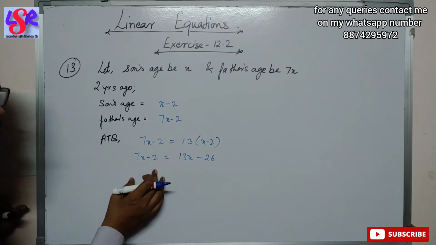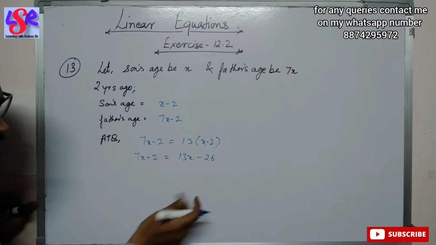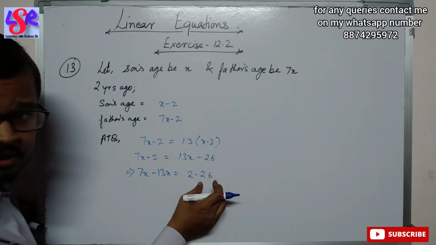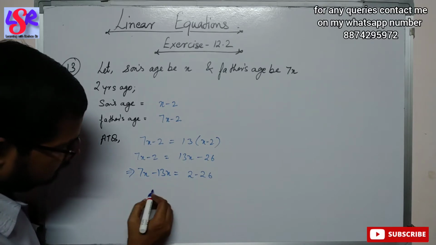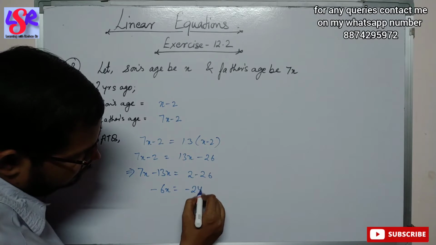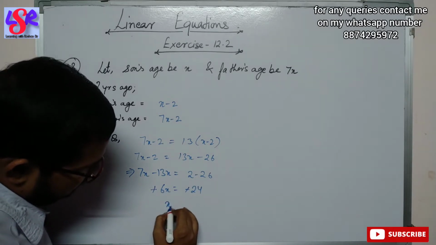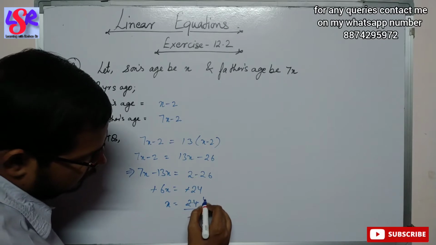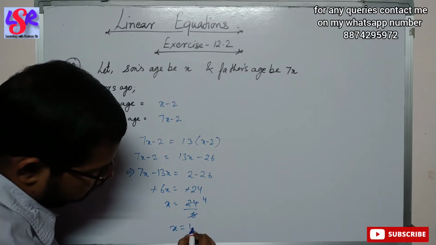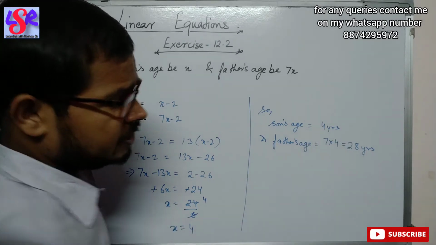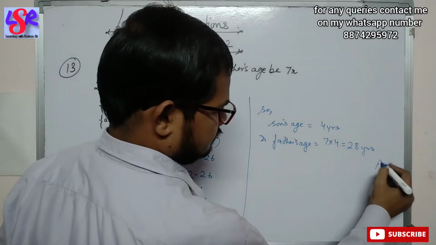Now we'll put all the variables on one side and all the constants on the other. And here we get 7x minus 13x equals 2 minus 26. Now solving it, this will be minus 6x equals minus 24. Minus minus cancel out and x equals 24 upon 6. We can solve it to get 4. So x will be equal to 4. So the son's age is 4 years and the father's age is 28 years as the answer.